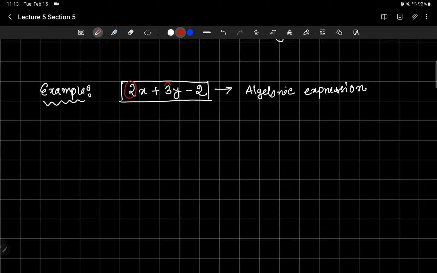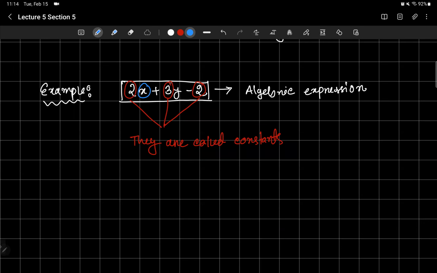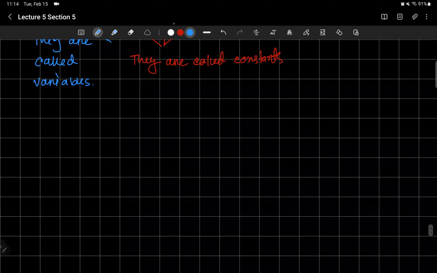These numbers are called constants, and the symbols, let me switch to a lighter color that's suitable for the dark background, these symbols over here are called variables. Okay, so this is one example.